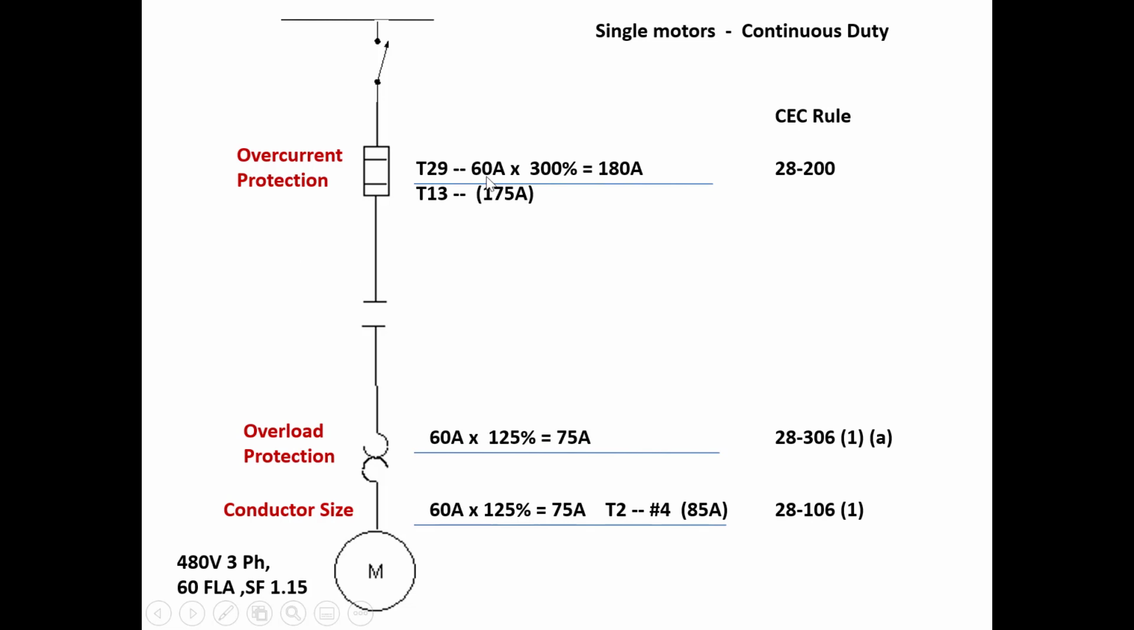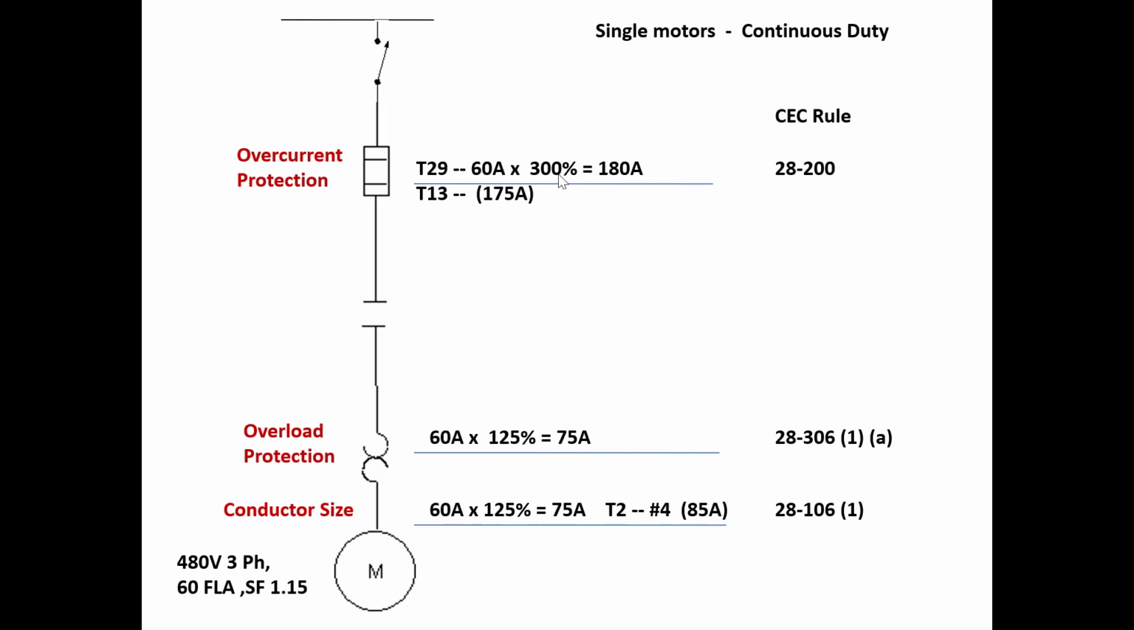So again, we take our 60 amps FLA, times that by 300%, and then we go to table 13 to pick an available overcurrent, and you can see that we went down to a 175. The reason we did that is because Rule 3A says that the rating of the overcurrent device required shall not exceed the values given in table 29 using the rated full load current of the motor. Okay, so that's telling us we need to go down.